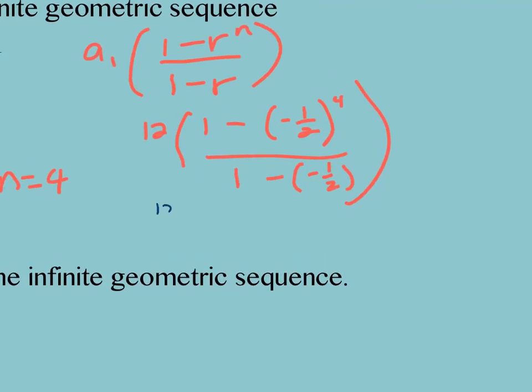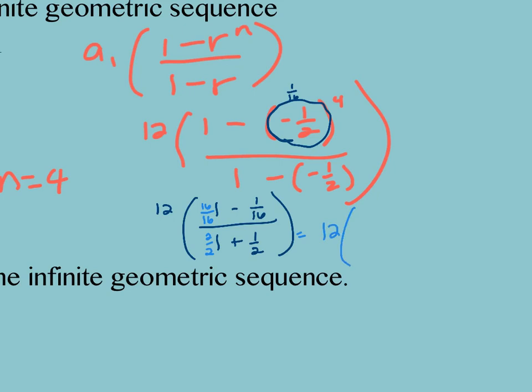So this becomes 12 times 1 minus this negative 1/2 raised to the 4th, which becomes positive because it's an even power, right? And it becomes positive 1/16. So I get 1 minus 1/16 over 1 plus 1/2. Then I need both the numbers in the bottom to have the same denominator. So this becomes 16 over 16, and this becomes 2 over 2. And I get 12 times 15 over 16 over 3 over 2.